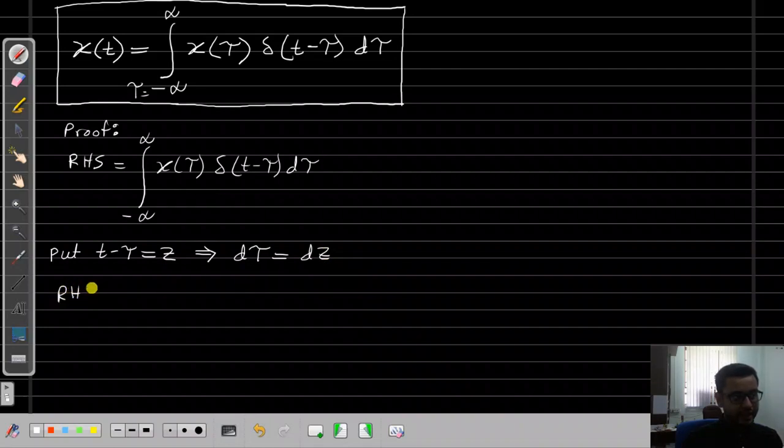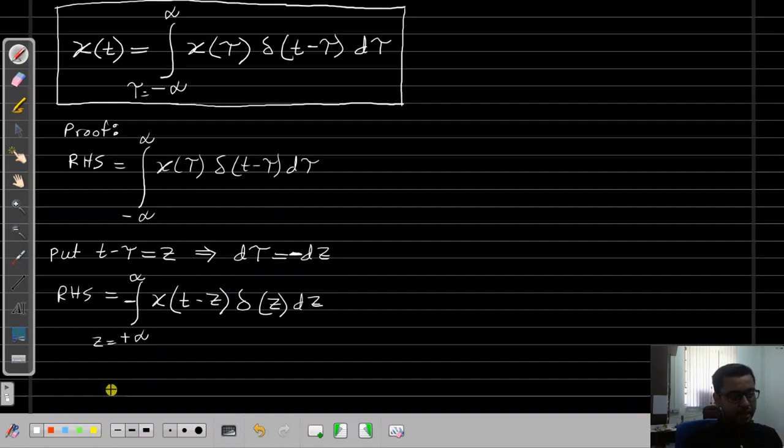Then the RHS, right hand side, can be written as x of, in place of tau I can write t minus z, delta z. I have missed a minus sign here. Then put a minus dz, and the integration will run from plus infinity to minus infinity, z equals plus infinity to minus infinity.